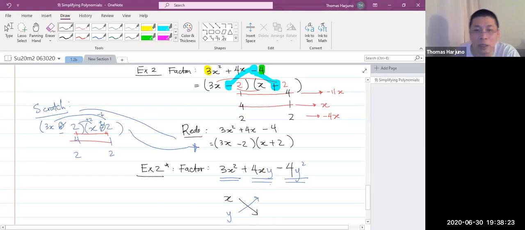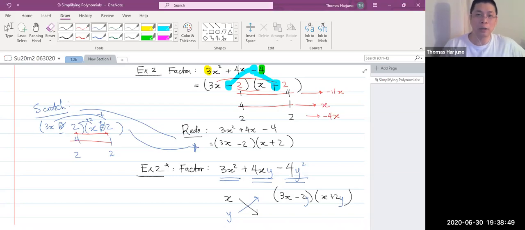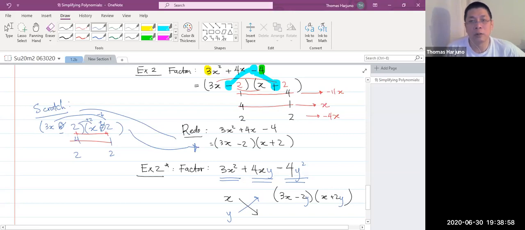Okay, so basically you will get 3x squared plus 4x minus 4. That becomes 3x minus 2 and x plus 2. That's what we did earlier, right? And then to accommodate the y, I insert y here. Now, in my Algebra 1 class, I call this a skeleton case. Because when the author, the person who wrote this question, wrote it, he actually had this in mind.